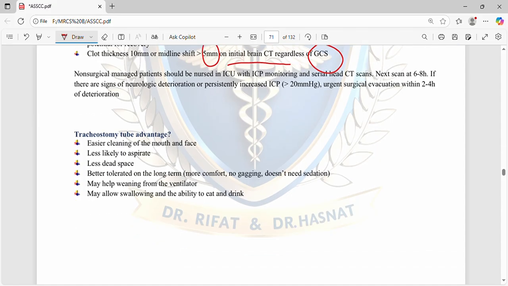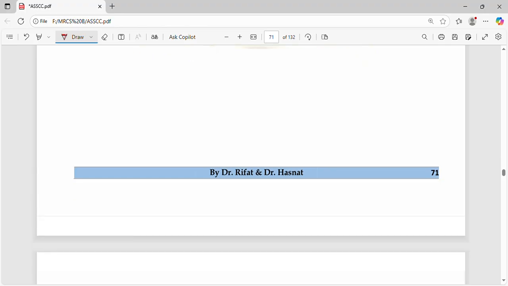Tracheostomy tube advantages. What are the advantages of tracheostomy tubes? Tracheostomy tubes are easier to clean. Also, it's easier to clean the mouth and face, less likely to aspirate, less dead space, it decreases the peak pressure, better tolerated long term, more comfort, no gagging, does not need sedation, may help weaning from the ventilator, and may allow swallowing and the ability to eat and drink. So these are the advantages of tracheostomy.